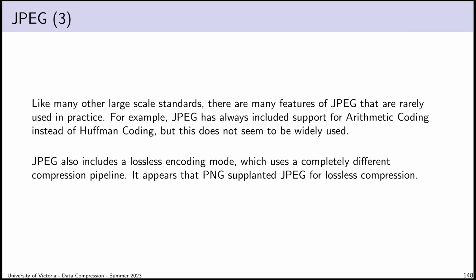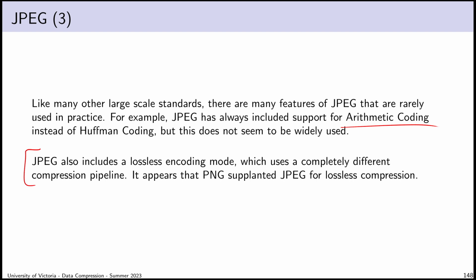So like a lot of these big standards, JPEG actually has lots of features that nobody uses. JPEG has always included support for arithmetic coding, but nobody seems to use that. Generally, JPEG compressors use Huffman coding because they have the option. And I think when JPEG came of age, everybody was scared of arithmetic coding because it was slow and because they might get sued. So they never used it, and people over time just fell into a convention of never using arithmetic coding for JPEG. But it does support it, and it supported it all along.